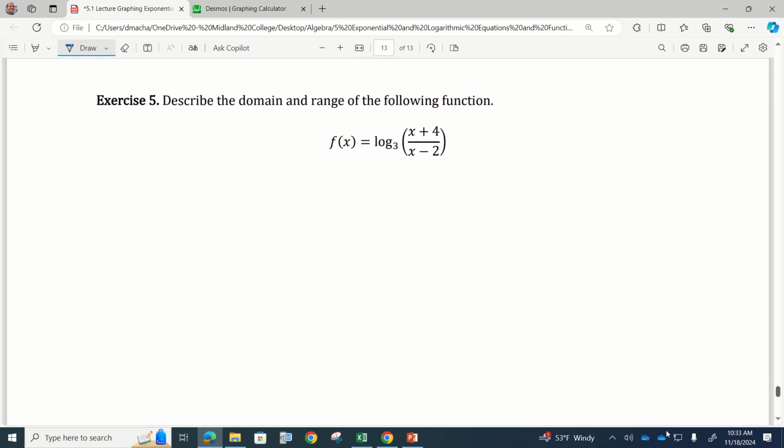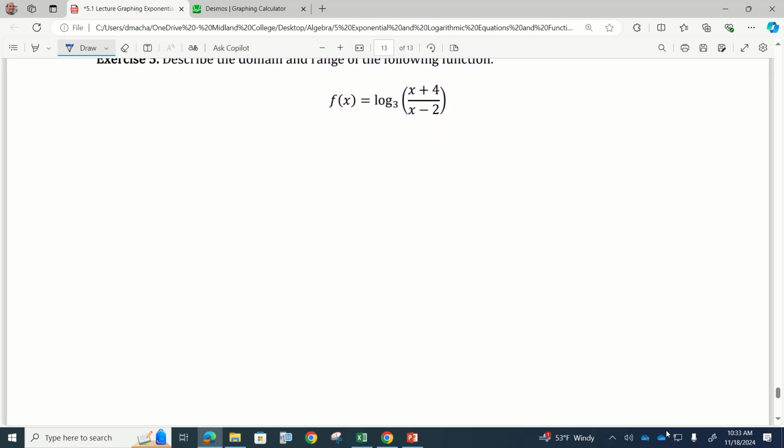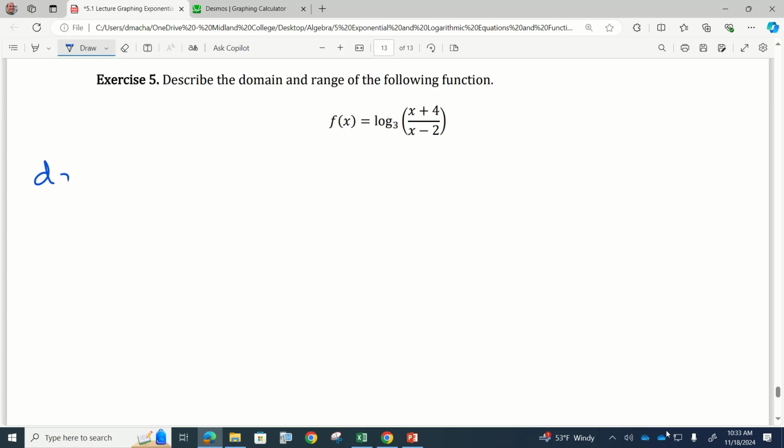And what that means here, when I ask for the domain of the function logarithm of x plus 4 over x minus 2, well, I know x plus 4 over x minus 2 must be greater than 0. Because if that is equal to 0, I can't take the logarithm of 0. And if it were less than 0, well, I can't take the logarithm of a negative number. So this has to be true. It has to be positive.